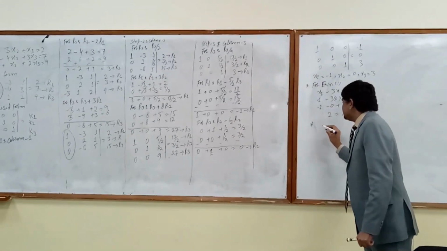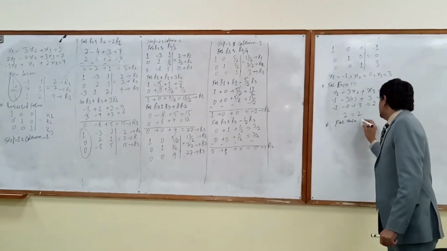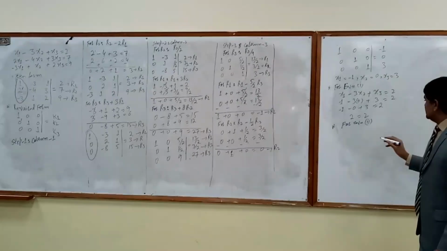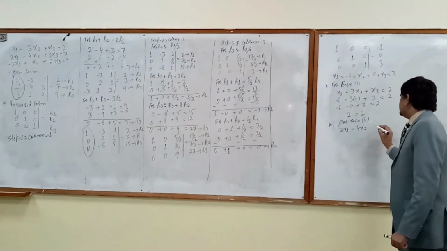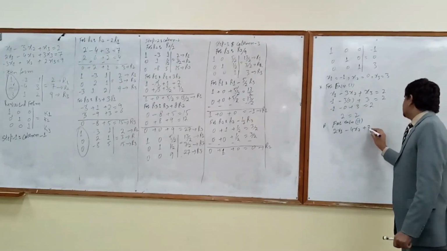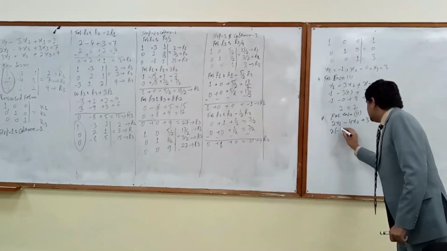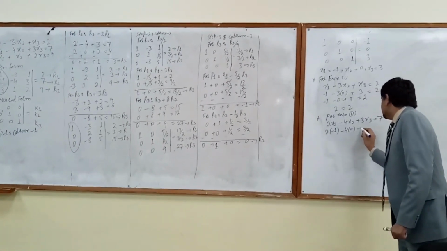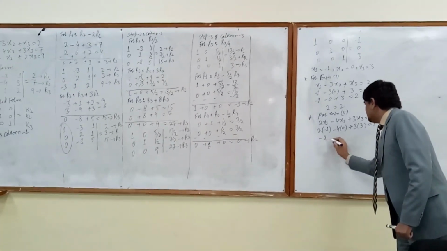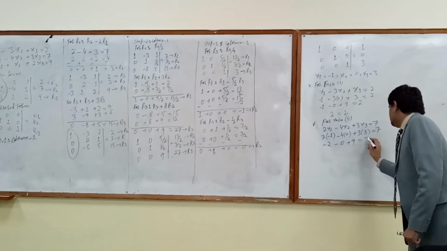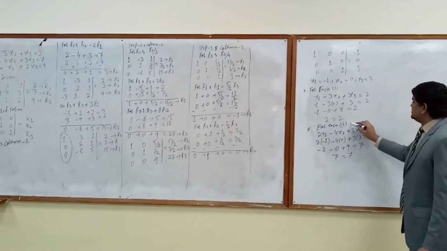Then we can check the answer for equation 2. What is equation 2? 2x1 minus 4x2 plus 3x3 is equal to 7. So 2 into minus 1, minus 4 into 0, plus 3 into 3 is equal to 7. Minus 2 plus 9 is equal to 7. 7 is equal to 7. So equation 2 is also satisfied.